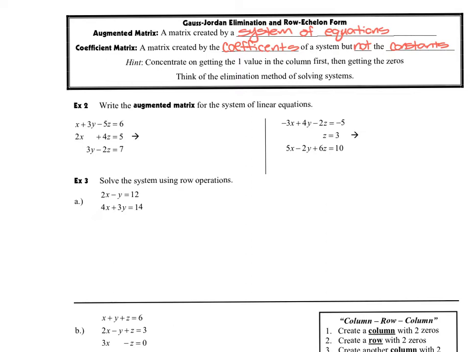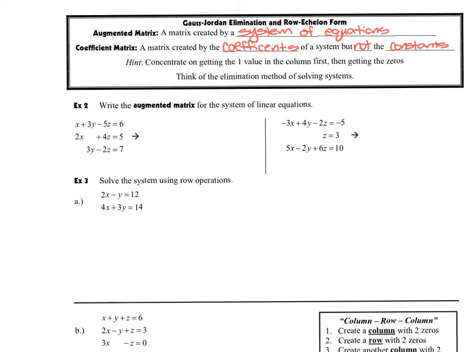Now, in order to do Gauss-Jordan elimination, we need to understand the difference between these two types of matrices because they're used for different things. Gauss-Jordan elimination and row echelon form use an augmented matrix that will be created by the entire system of equations. A coefficient matrix will only be created using the coefficients. It will not include the constants of the matrix. The coefficient matrix is going to be used later in this chapter for other methods of solving systems of equations, okay? So this one will be used later. We're not going to completely ignore it. So for today, we're only interested in the augmented matrix.